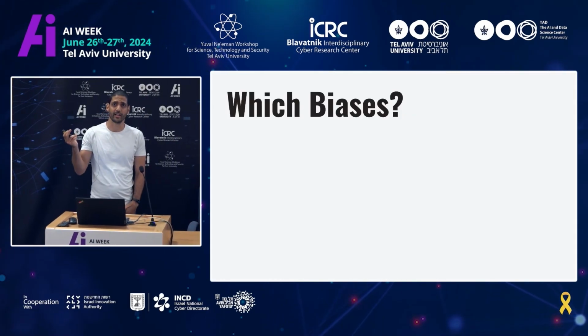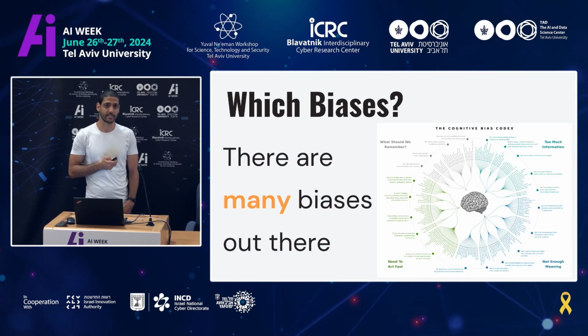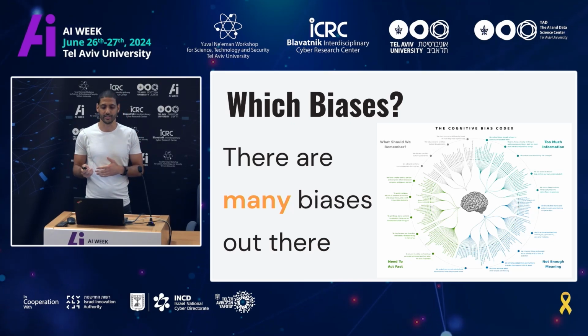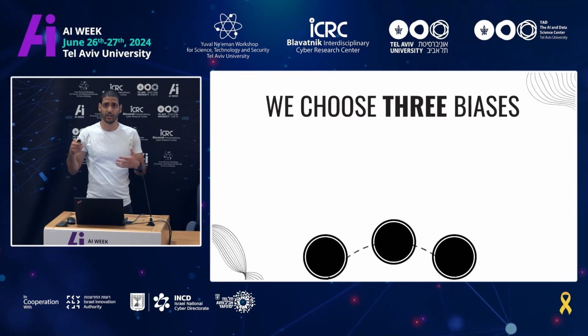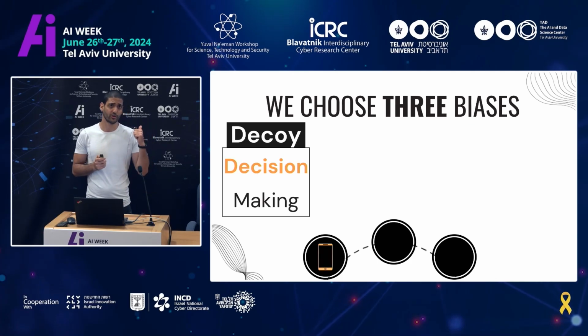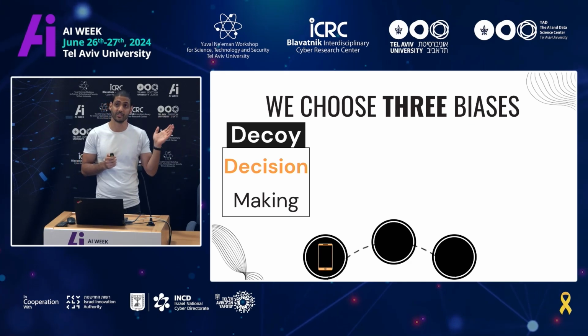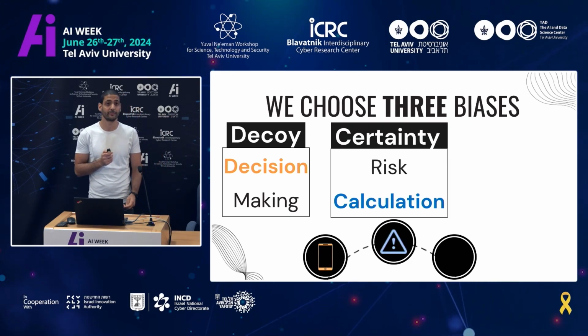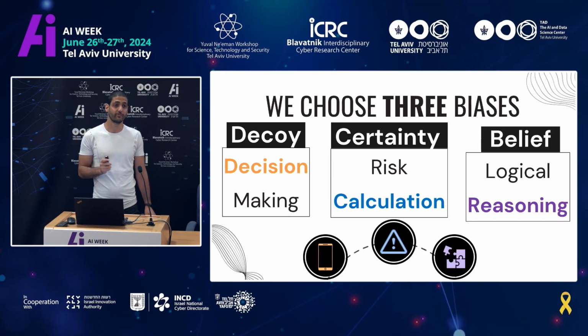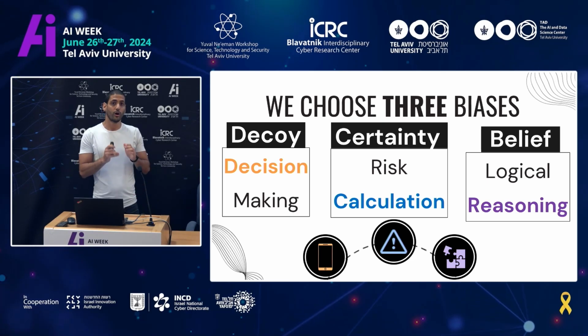So we had to choose which biases we were going to explore, because there are over 100 cognitive biases and not all of them are fitting for the LM settings, and some are fitting but are not that interesting. After reading a lot, we chose 3 biases that we thought would be the most interesting. The first one is the one we saw earlier with the phones, the decoy effect, which relates to decision making. The second is called the certainty effect, which relates to risk calculation. And the third one is the belief bias, which relates to logical reasoning. All 3 are biases that relate to the way we interact with and use language models in real day-to-day life.